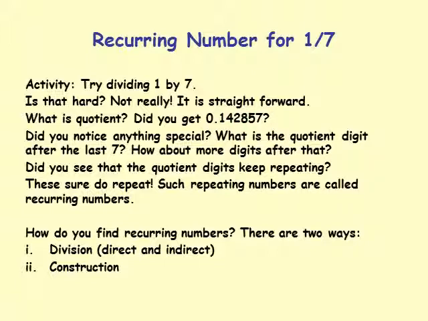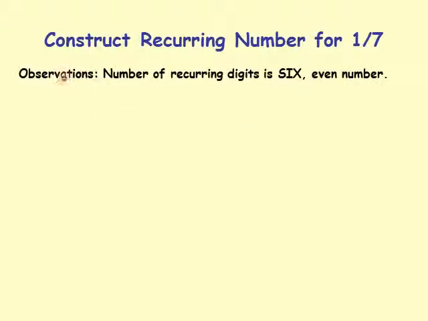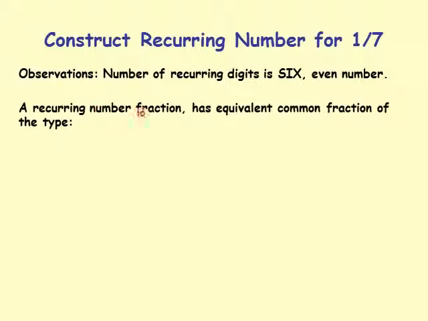Okay, let's continue. Let's go and construct that. Observation: the number of recurring digits is 6, which is an even number. The recurring number is 142,857. A recurring number fraction has an equivalent common fraction form. A 6-digit recurring number has a common fraction of this type: 6 digits in the numerator and 6 nines in the denominator.